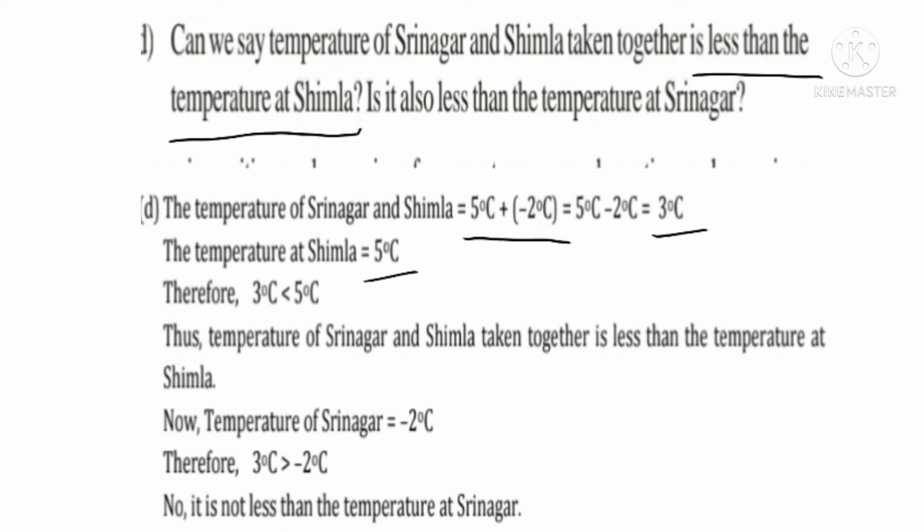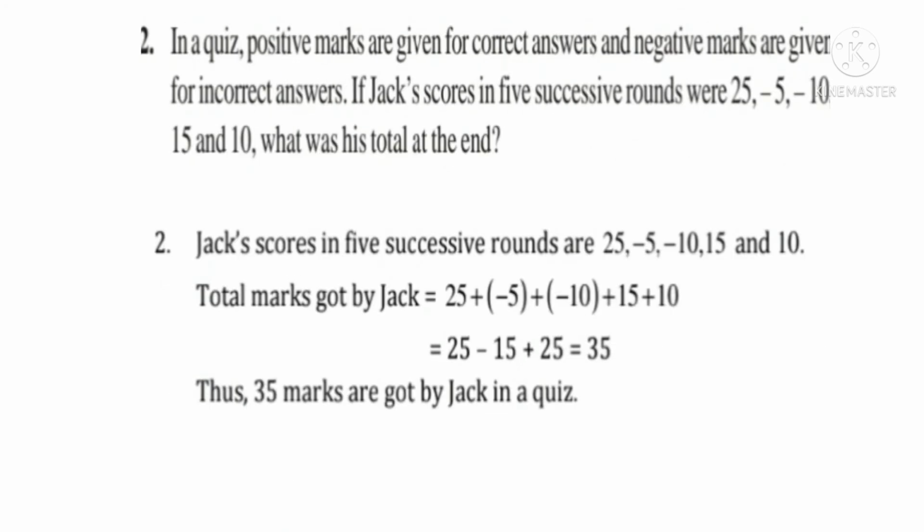Thus the temperature of Srinagar and Shimla taken together is less than the temperature at Shimla. Right? Now the second part: is it also less than the temperature of Srinagar? What is the temperature of Srinagar? It is minus 2 degrees, but 3 degrees Celsius is greater than minus 2 degrees. So no, it is not less than the temperature of Srinagar.